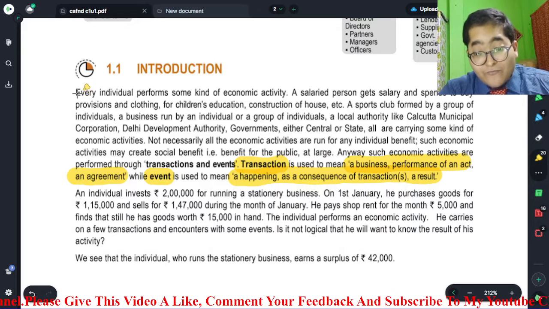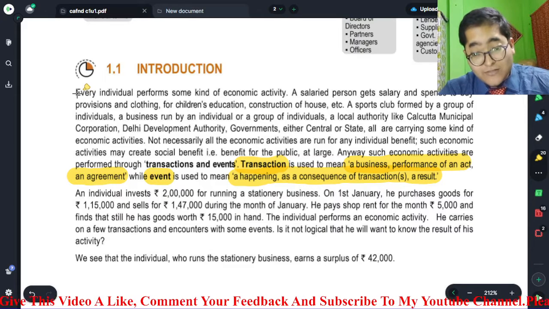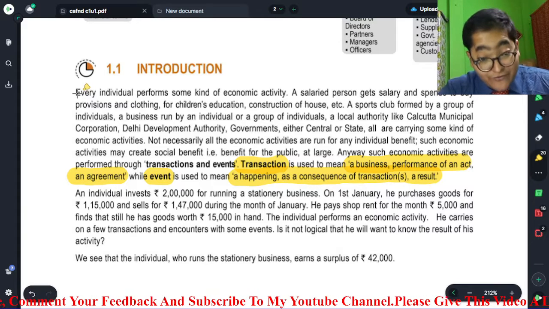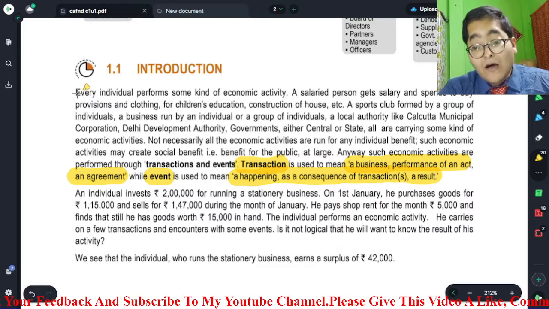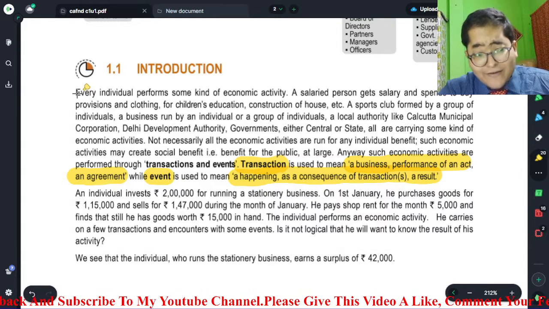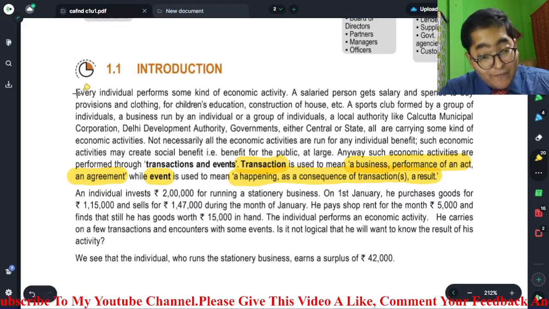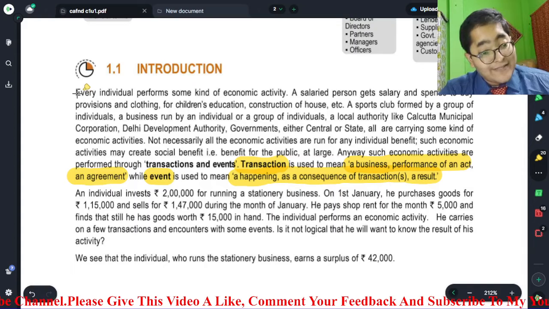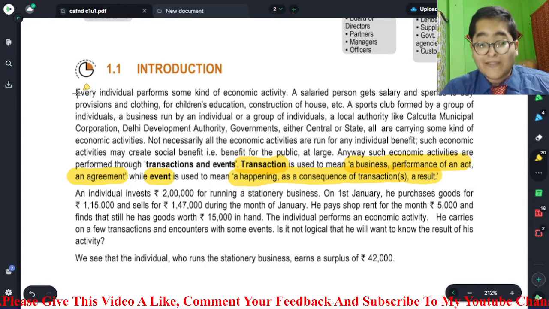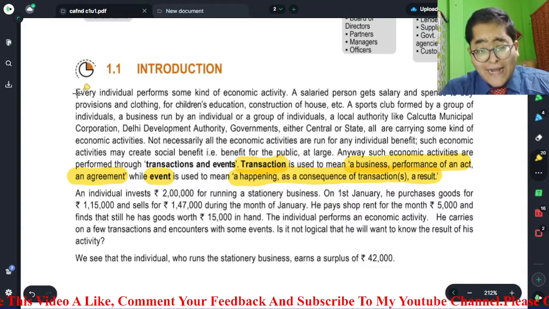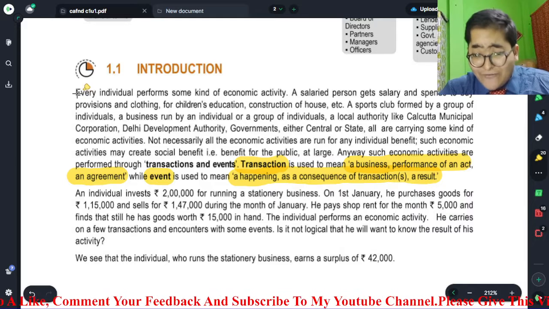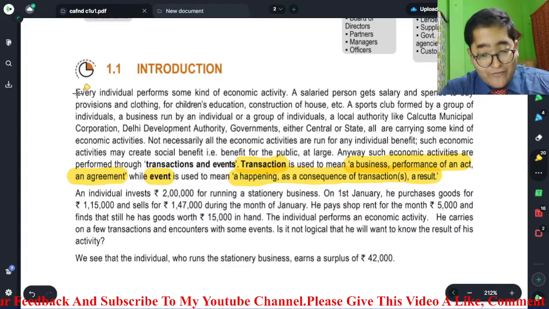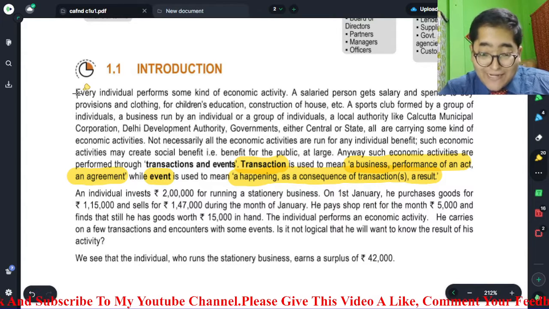A sports club formed by a group of individuals, a business run by an individual or a group of individuals, a local authority like Calcutta Municipal Corporation, Delhi Development Authority, governments either central or state, all are carrying some kind of economic activities. Not necessarily all the economic activities are run for any individual benefit. Such economic activities may create social benefit, that is benefit for the public at large.